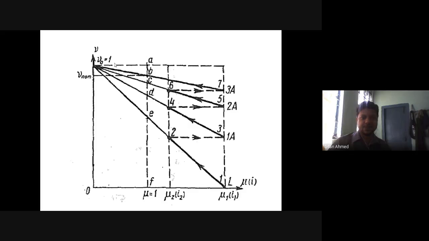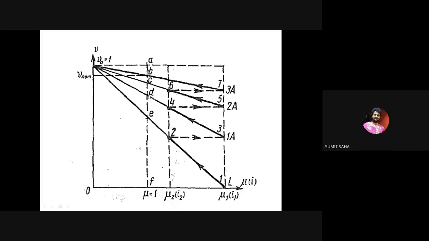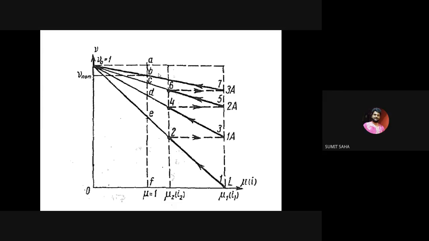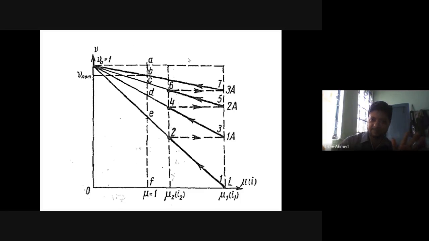I add another resistance, R1. The characteristic shifts further downward. Now, how much is AE? It is small r, armature plus R1 plus R2 plus R3, everything divided by R nominal. How much is DE? It is R1 divided by R nominal. CD, R2 divided by R nominal. BC, R3 divided by R nominal. AB, R armature divided by R nominal. Clear, everyone?